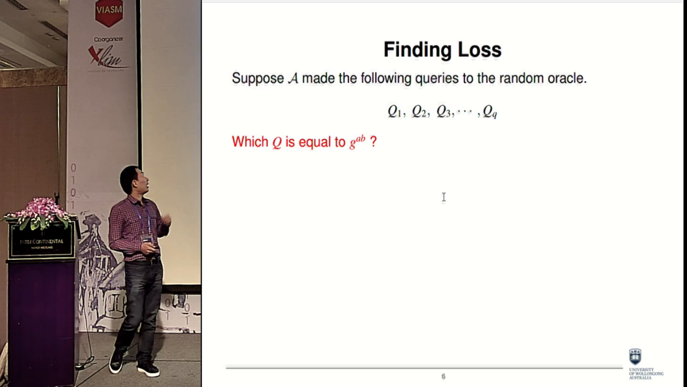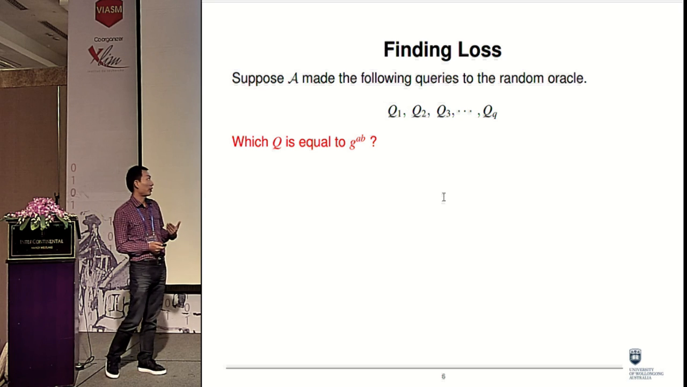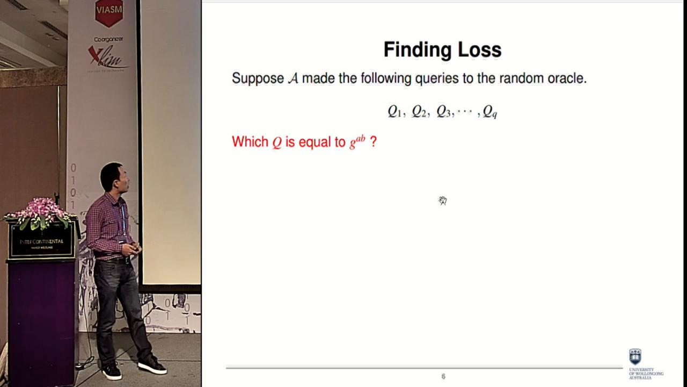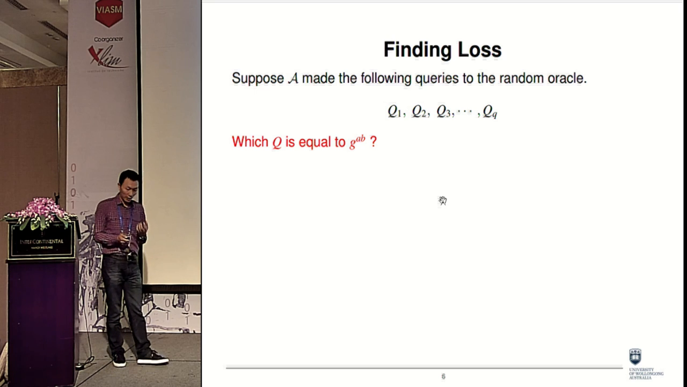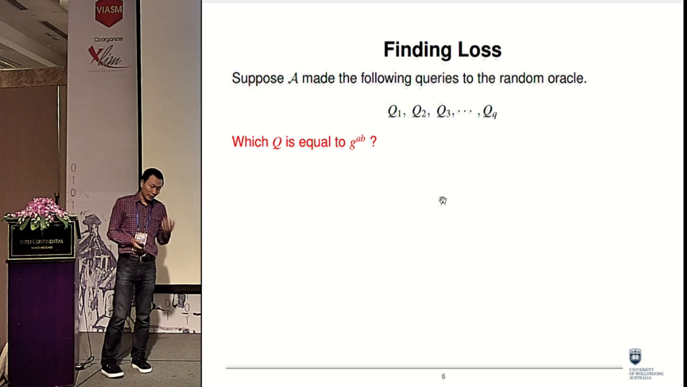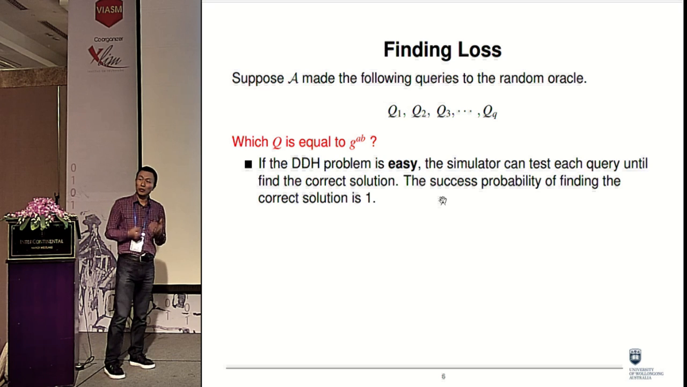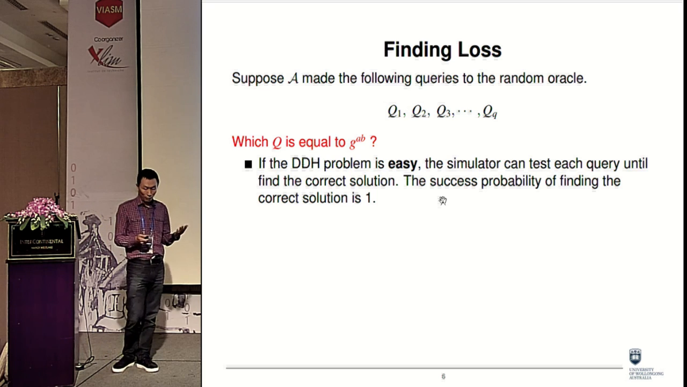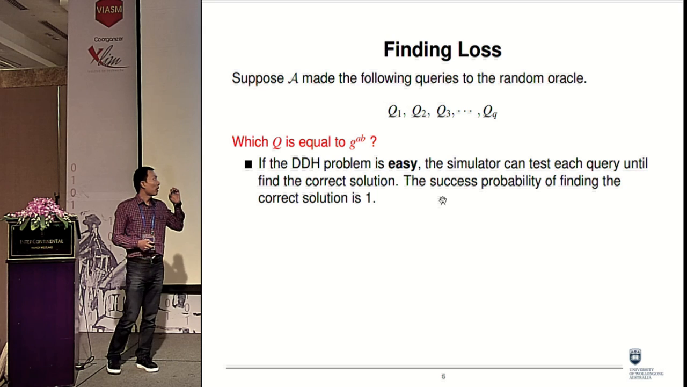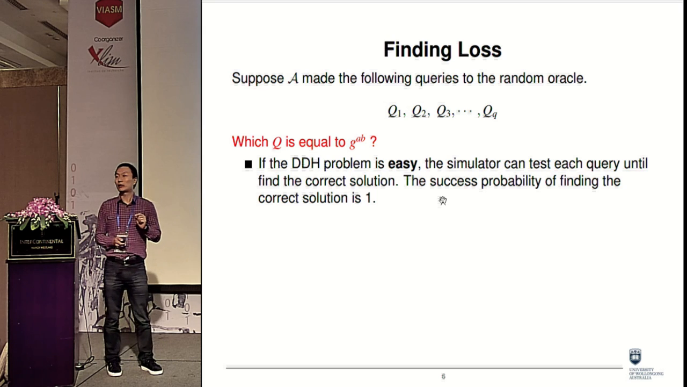Now, the question is, suppose the adversary made the following queries to the random oracle, Q1, Q2, to Qq. The question is, which query is the solution equal to g^(ab)? We know that when the DDH problem is easy, the simulator can run the test on each query until it finds the correct solution. Therefore, the success probability of finding the correct solution from the query set is probably 1.